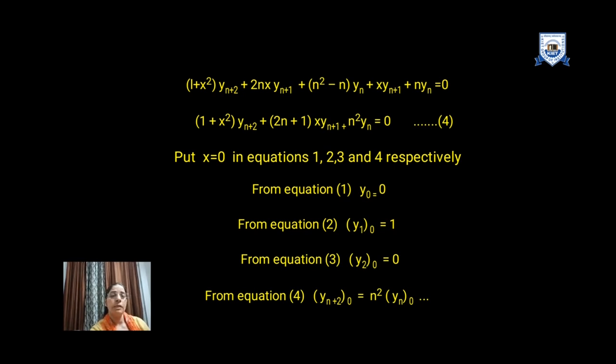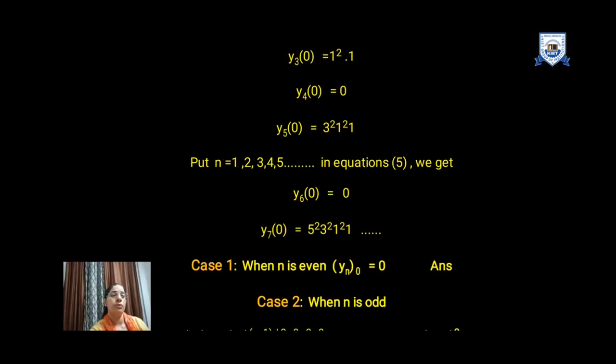If we solve this recurrence relation, this is the recurrence relation: y_(n+2) at x equals 0 is equal to n square y_n at 0. Now put n equals 1, 2, 3, 4, 5 in this recurrence relation, and we can determine the values of the third derivative, fourth order derivative, fifth order, up to n and so on at x equals 0.